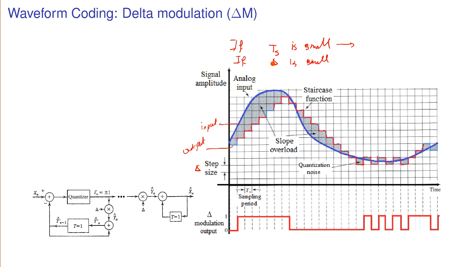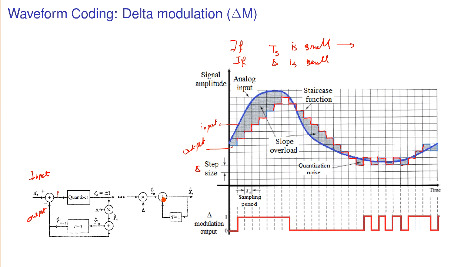Delta modulation at each time compares the input signal and the output. You calculate the difference, so this is your error. It is the difference between the blue curve and this one, the input and output, and then you quantize it. The quantized value is either +1 or -1, so it's a 1-bit quantizer. If the input is bigger than the output, you get +1. If it is not, you get -1.